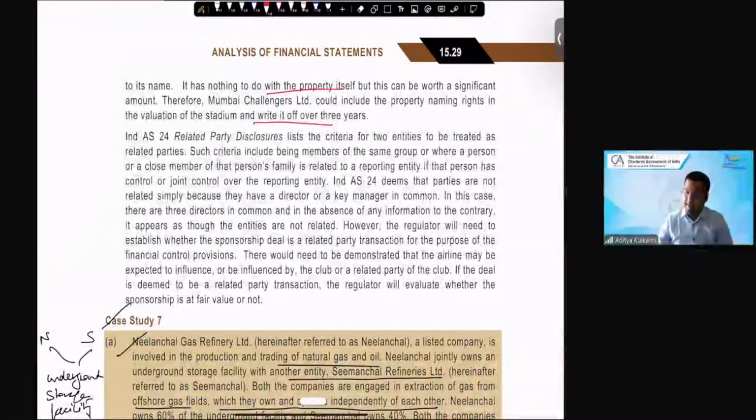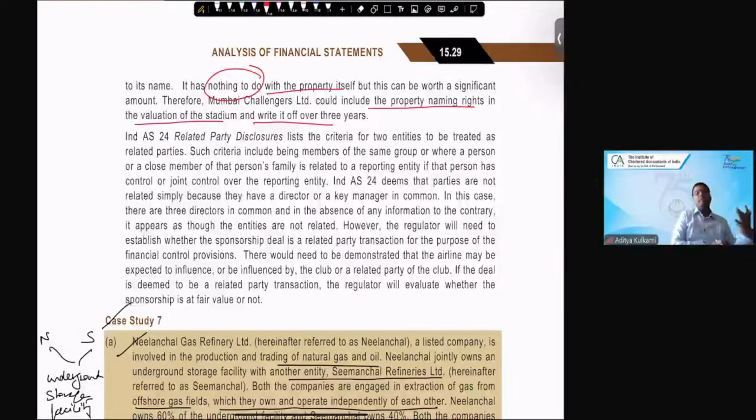So what they tell is it has nothing to do with the property. And therefore, Mumbai Challengers could include this in the valuation of the stadium, and then they could write it off within the tenure. Why do I have to include it separately? Because stadiums can exist for 10, 12, 15, 20, 25 years because it's immovable in nature. But property renaming rights, you will not give permanently to one entity. You will again invite for bids after say 3 years or 5 years, whatever it is.